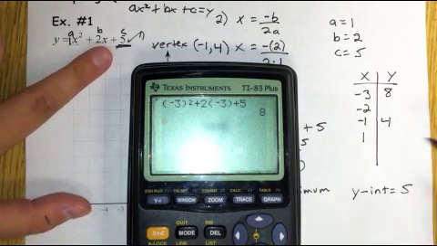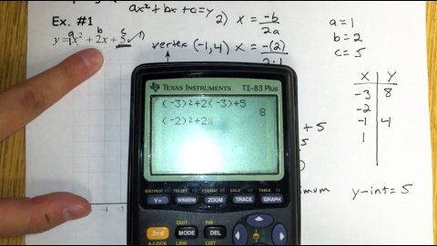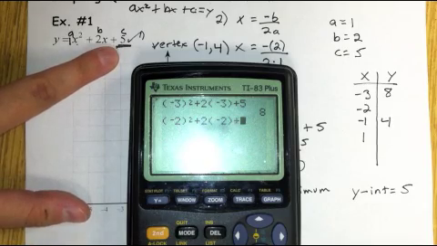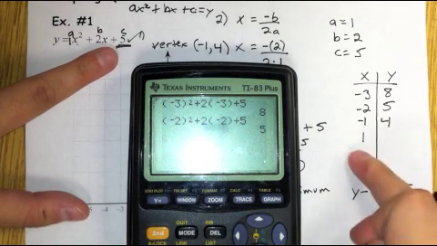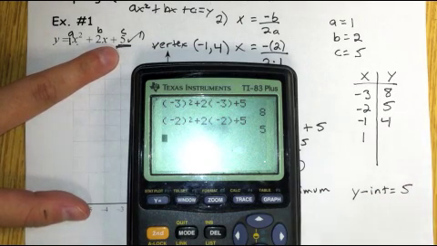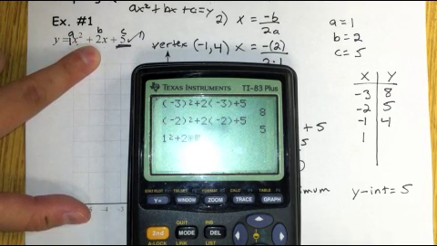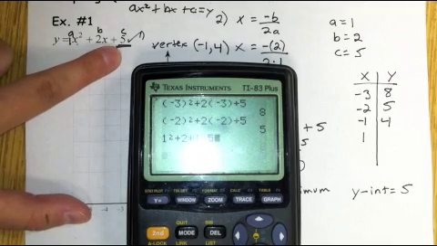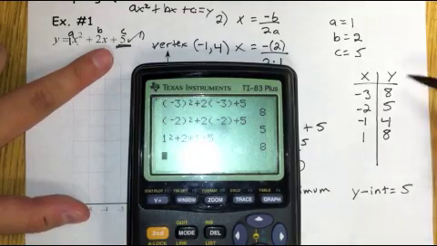Okay? I'm going to go down to -2. I'm going to plug in open parentheses -2 squared plus 2 times -2 with parentheses around it plus 5. Gives me 5. Now I got to do 1. It's not negative, so I can leave it out. 1 squared plus 2 times 1 plus 5. 8. Okay, now we made our table.